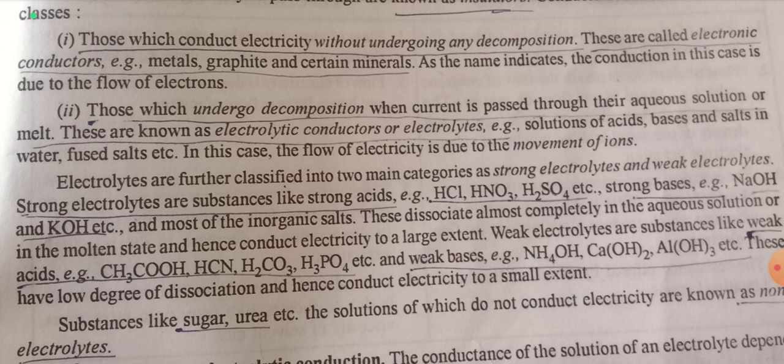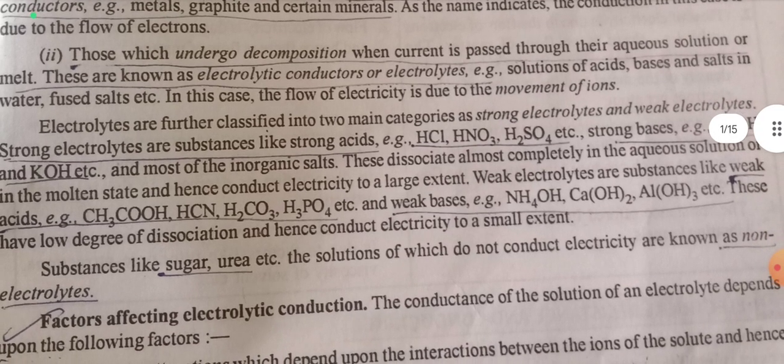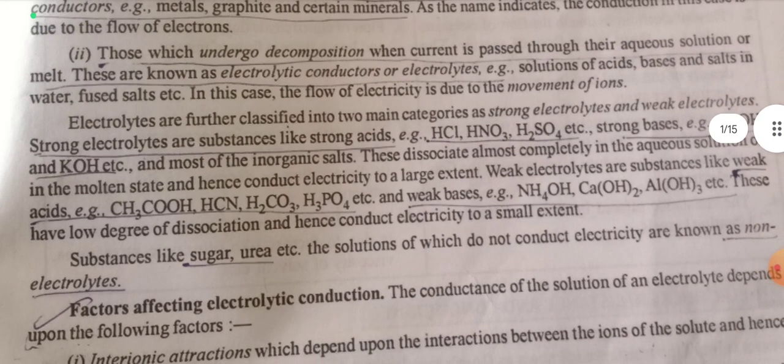Weak electrolytes are substances like weak acids, example CH3COOH, HCN, H2CO3, H3PO4, etc. Weak bases, example NH4OH, calcium hydroxide, aluminium hydroxide, etc. These have a low degree of dissociation and hence conduct electricity to a small extent. Substances like sugar, urea, etc., whose solutions do not conduct electricity are known as non-electrolytes.